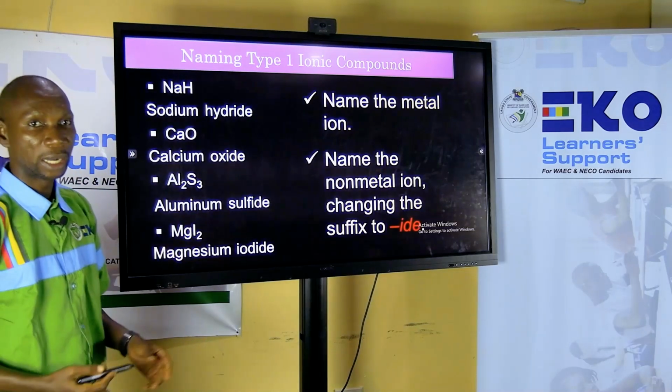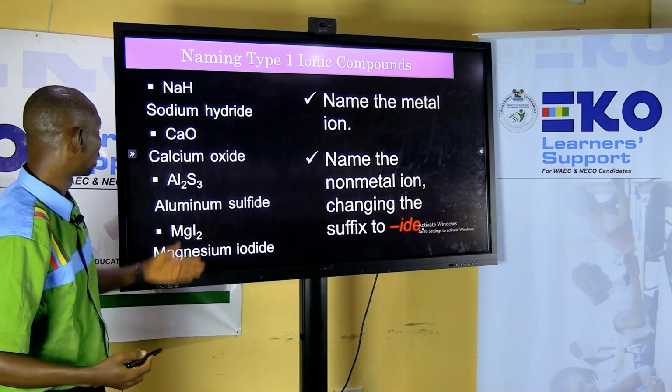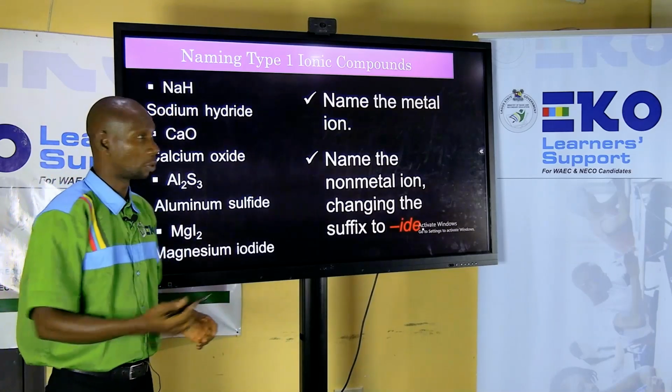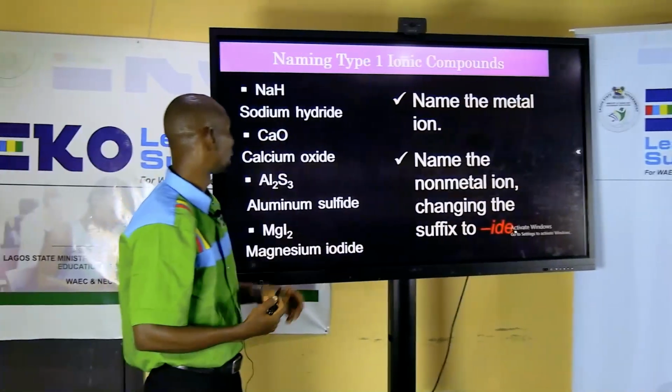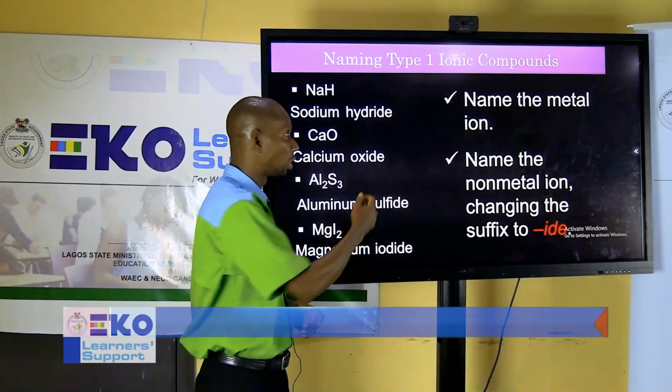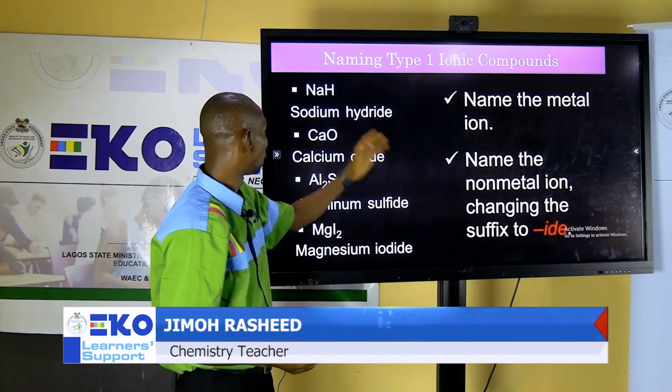So, but let's try and name some ionic compounds properly now. The first one here is NaH. So, what is the cation? The cation is sodium. And what is the anion? The anion is hydrogen. So, the hydrogen will change its name to what? To hydride. So, you have sodium hydride.